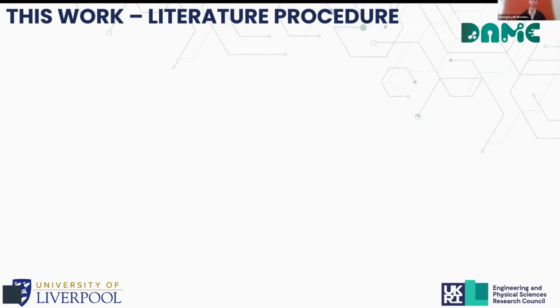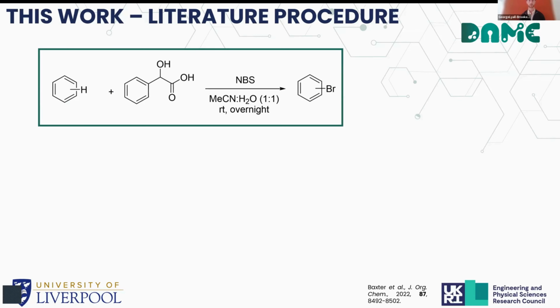To do this, we first looked through the literature for suitable batch procedures that we thought would be amenable to translation to flow. Of particular interest was this procedure reported by Baxter, that relied upon the use of a mandelic acid catalyst, which can be seen here, which carried out a Lewis basic interaction with the NBS reagent to activate it for the transformation. The solvent system they used was acetonitrile and water, and this was done at room temperature.